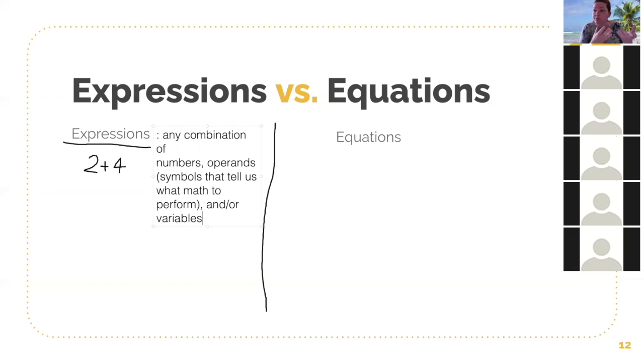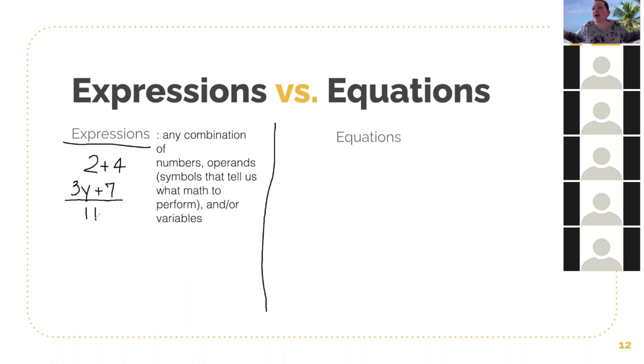2 plus 4 is a pretty simple expression that we saw back in elementary school, but our expressions could get more complex than that because they could also involve letters. 3y plus 7 all divided by 11. This is an expression. It's some combination of letters, numbers, and symbols.